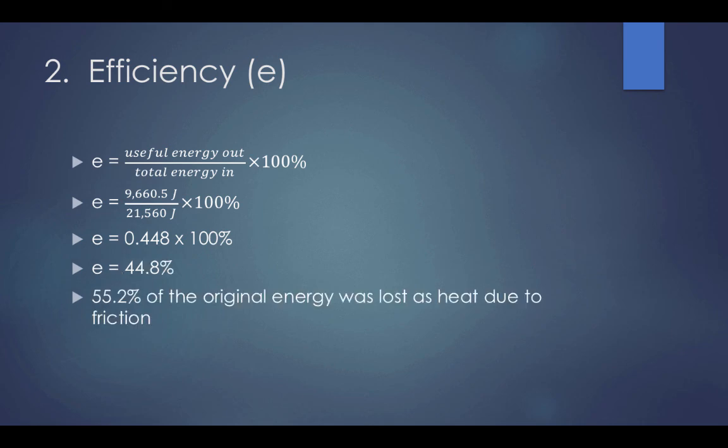This means that 55.2% of the original energy of the system, the initial potential energy, did not transform into kinetic energy, but rather was lost due to friction as light, heat, or sound.